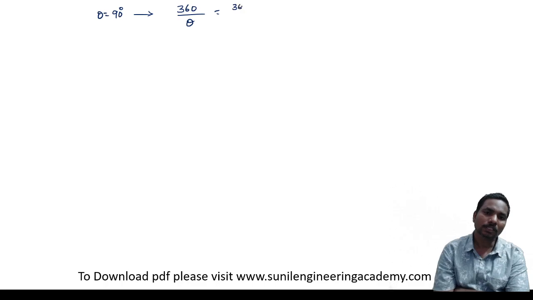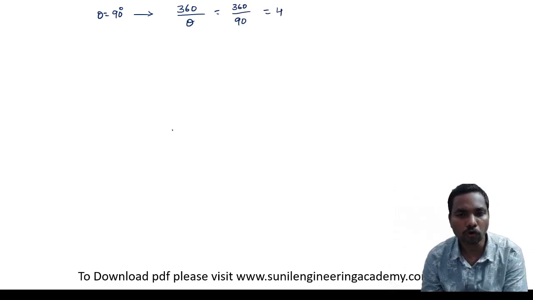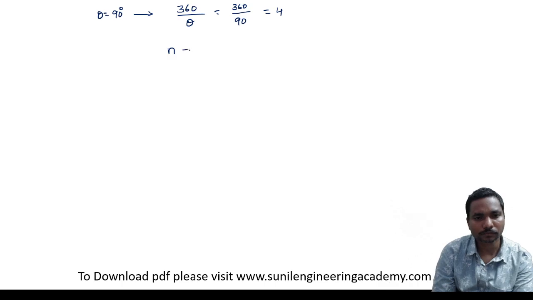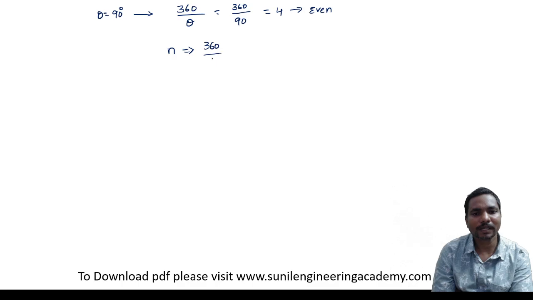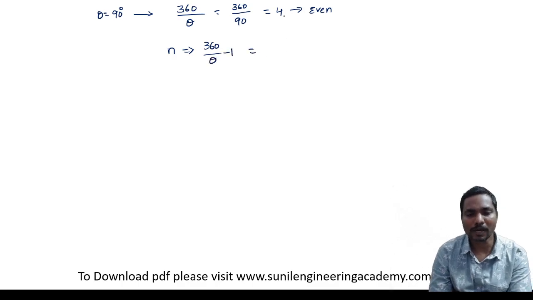Take one example. If theta is equal to 90 degrees, how many images are formed? First of all we have to find 360 by theta, that is 360 by 90, which is 4. But 360 by theta is even, so n is equal to 360 by theta minus 1. There is no possibility of even images, only odd images are possible. So 4 minus 1, that is equal to 3. 3 is the answer.